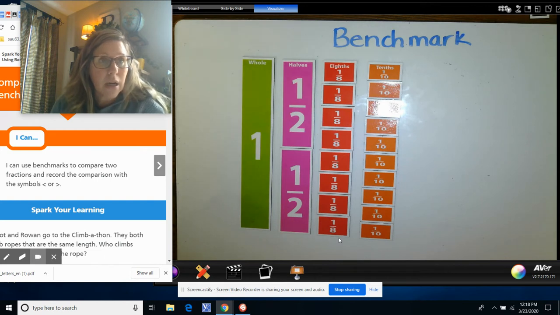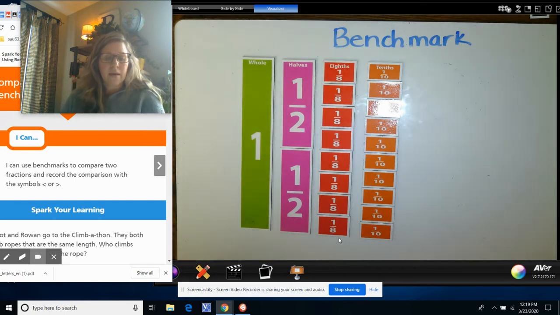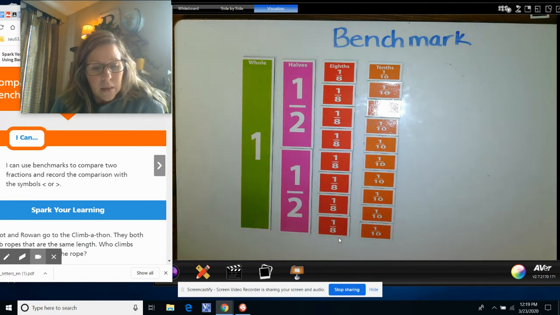At the top, we're going to be talking about lesson 2 today, compare fractions using benchmarks. So let's read the I can statement. It says I can use benchmarks to compare two fractions and record the comparison with the symbols less than or greater than. All right, let's take a peek at Spark Your Learning. Today, we're going to be reading about Abbott and Rowan. So let's read through it the first time, as we always do.